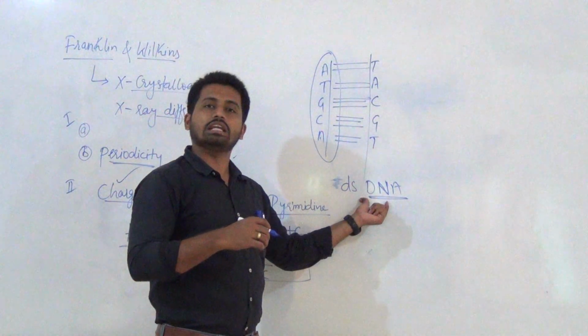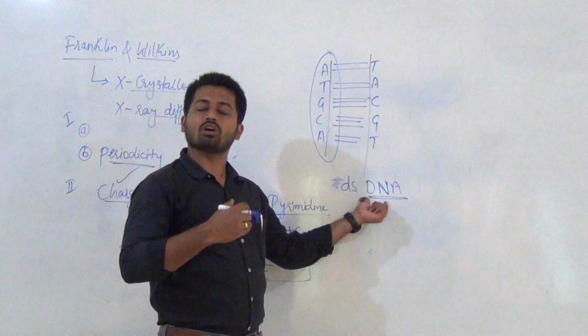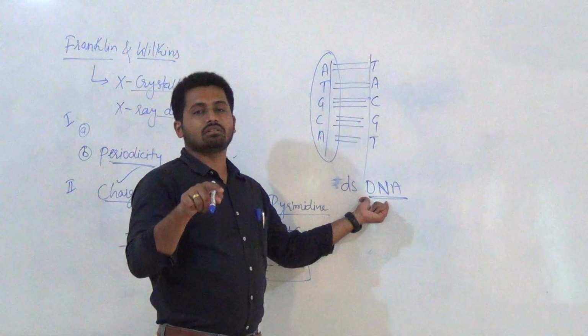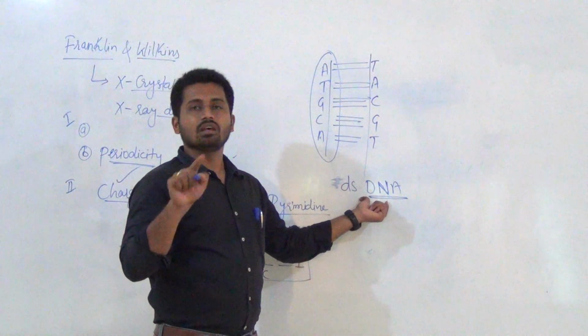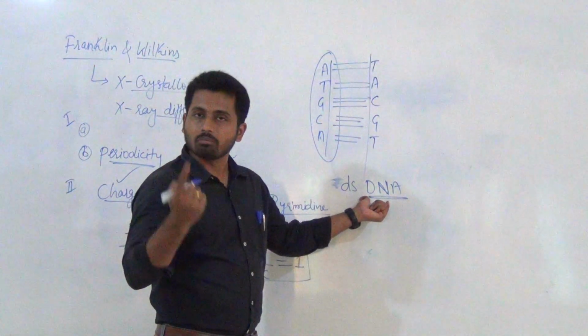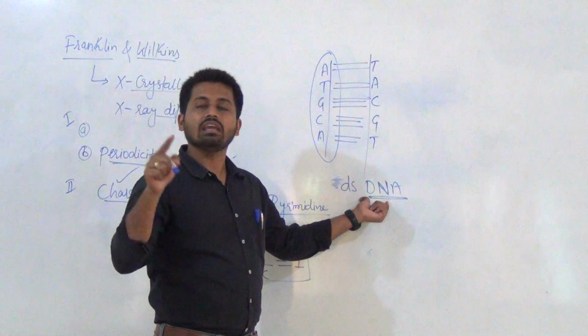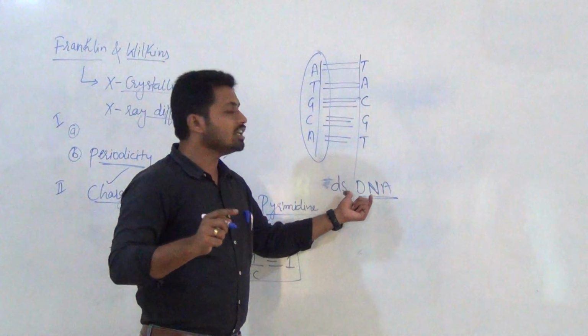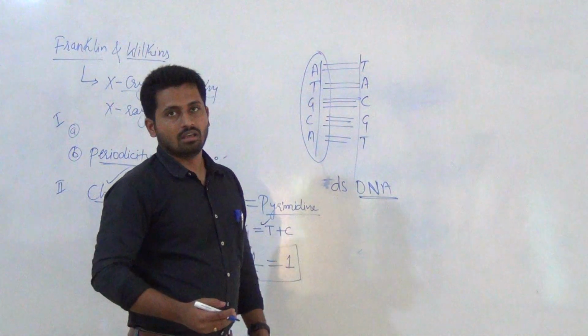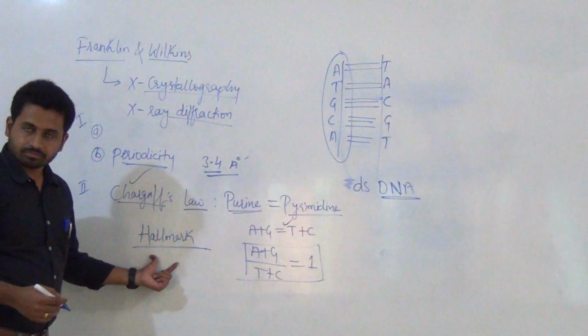Now you say DNA is always double-stranded, but in a few viruses DNA is single stranded. It means in viruses Chargaff's law is not applicable, because the DNA in viruses is single stranded and Chargaff's rule is only applicable to double stranded DNA. And why do we consider it a hallmark?